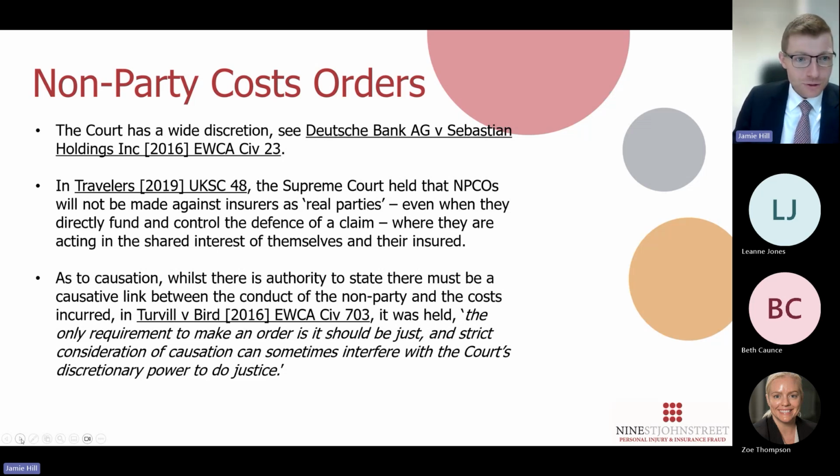So if you are successful in persuading your judge at first instance that you're entitled to a non-party costs order, it's unlikely to be overturned unless an error of law has been made. The discretion will not be interfered with lightly.